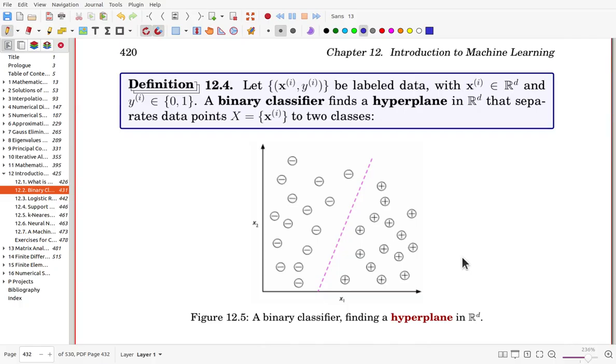Okay, we have a definition. y_i is labeled data, and x_i is d-dimensional. Each point is in d-dimensional space, and labels are either 0 or 1. So we have a two-class data set. A binary classifier finds a hyperplane in R^d that separates data points into two classes, as in this figure. Practically, the machine learning algorithm will generate such a hyperplane, so that once a new point comes on one side, then we can classify the point. In this case, this point will be a positive point.